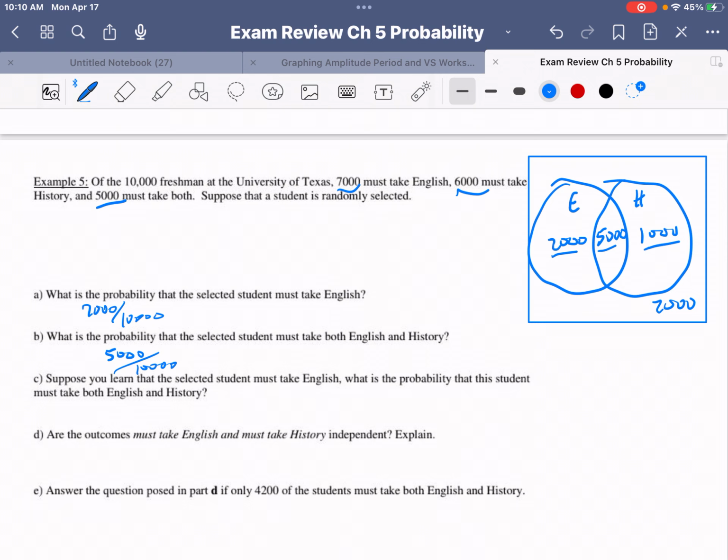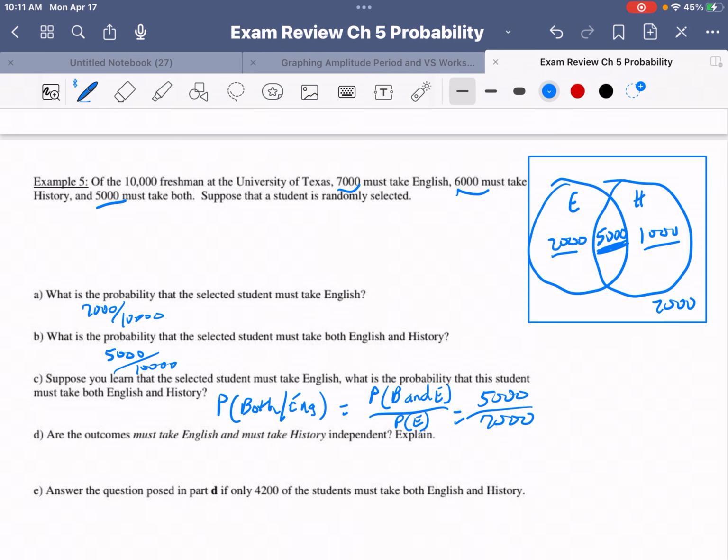Suppose you learn that the selected student must take English. What is the probability that the student must take both English and history? So that's the probability of taking both, given that the student must take English. That would be equal to both and English divided by English. Both and English is these 5,000, and then must take English is 7,000. That one's kind of weird.